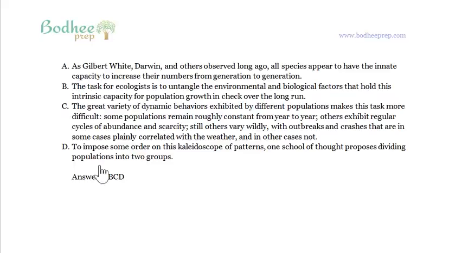The solution is given here. The answer is A, B, C, D. Let's read D. To impose some order on this kaleidoscope of fat patterns. What is this kaleidoscope? One school of thought proposes dividing populations into two groups. Again, there's a degree of haphazardness. We don't know. Why do you want to impose some order? What is this kaleidoscope of patterns?